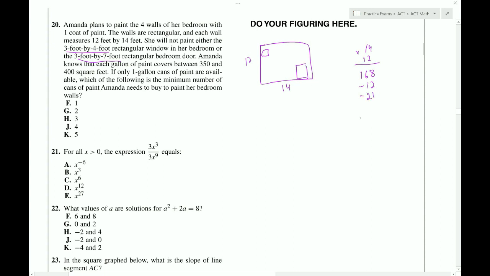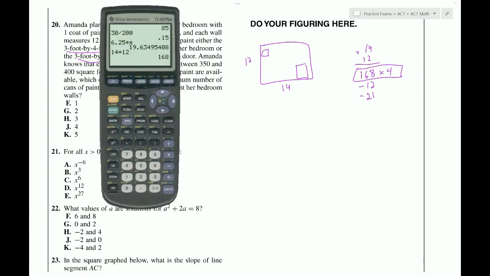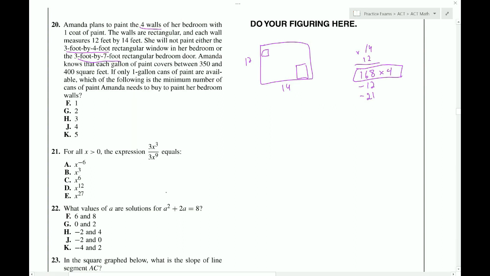She knows that each gallon of paint covers between 350 and 400 feet. How many walls does she have? She has 4 walls in her bedroom. So before I subtract, I've got to multiply the amount for the wall by 4, because she has 4 walls. And then I'll take away the 12 for the window, and also the 21 for the door. So I get 639. 639 is the total amount that she has to paint.